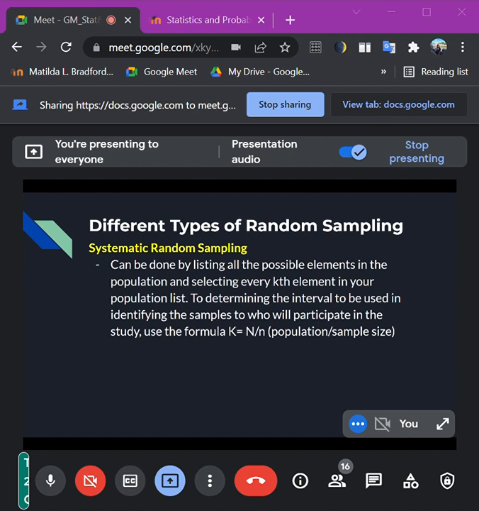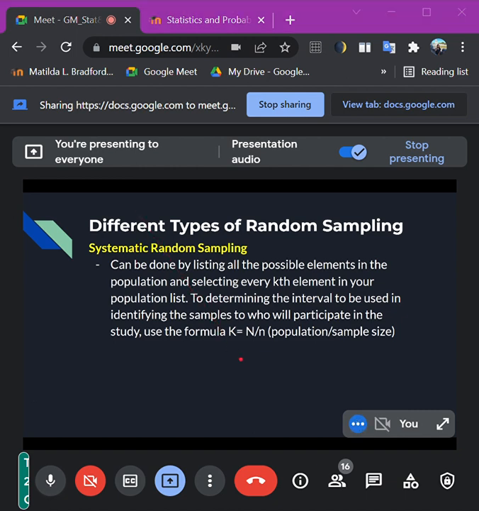Random sampling can be done by listing all the possible elements in the population and selecting every kth element in your population list. To determine the interval to be used in identifying the samples who will participate in the study, use the formula K equals N divided by n, or population over sample size. Okay, very good. So systematic random sampling, class, is where you choose at a fixed interval.